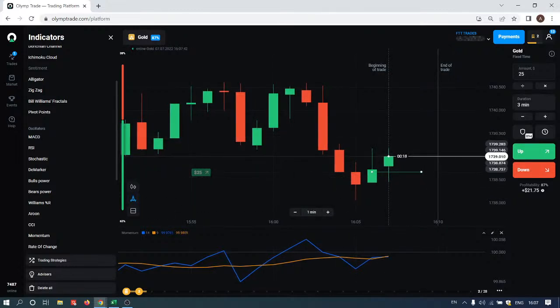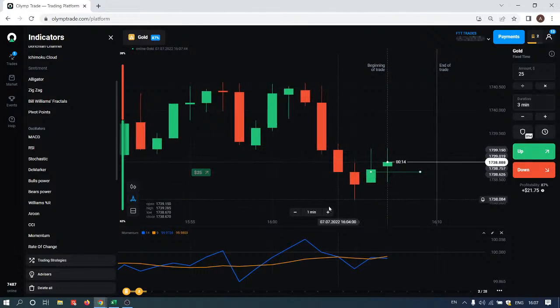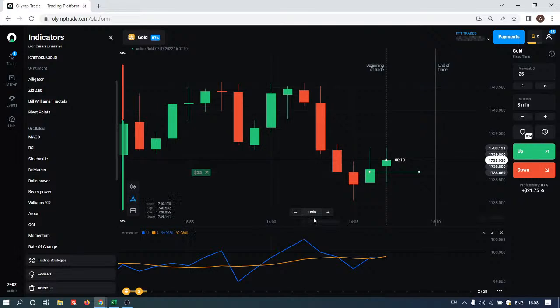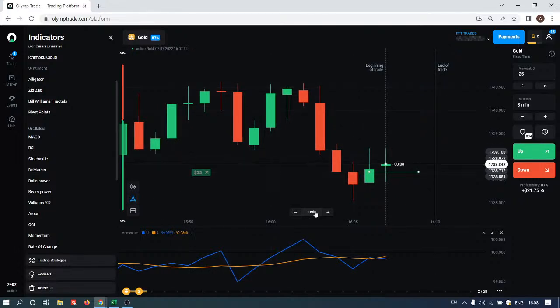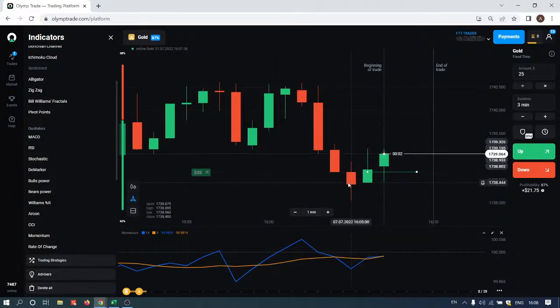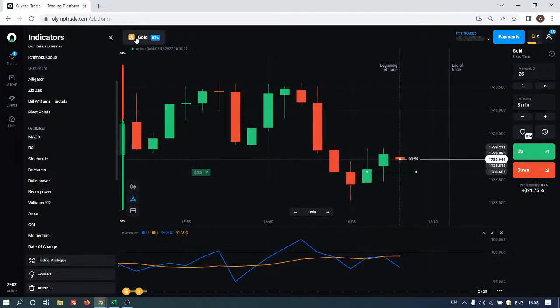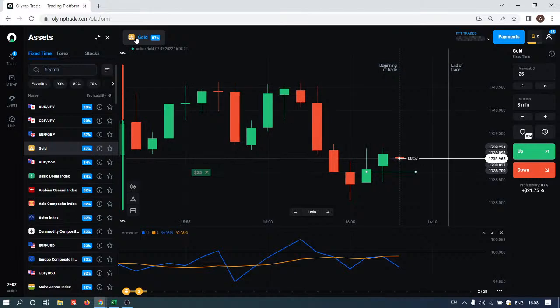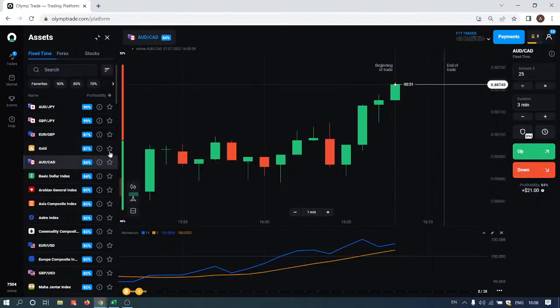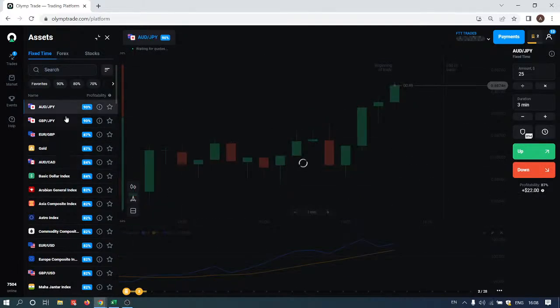My default duration of trade is 3 minutes. What I do normally is I take my current time frame of the chart and multiply it by 3. So 1 multiplied by 3 equals 3 minutes. So 3 minutes is my basic duration of trades. Let's see how my first trade closes and let's move on to the next one.